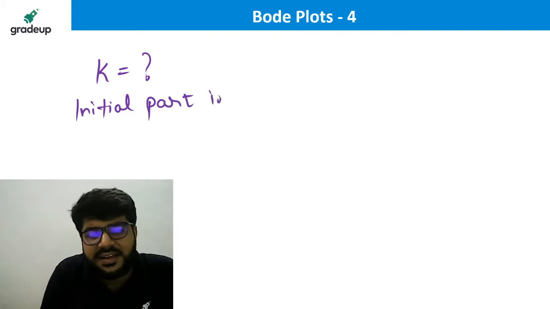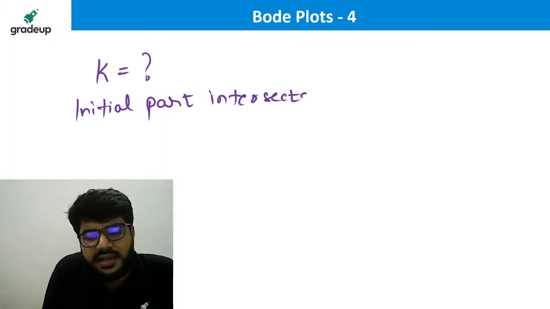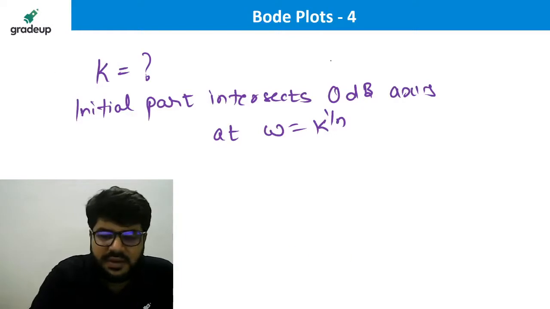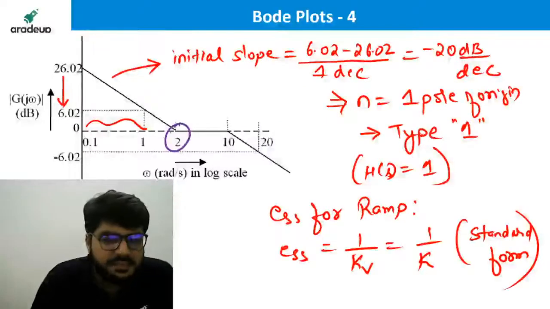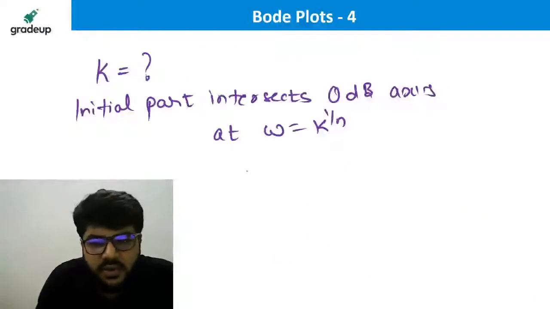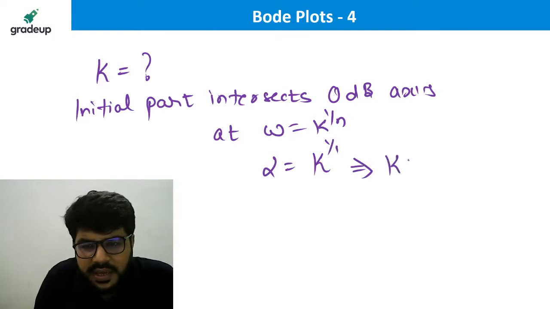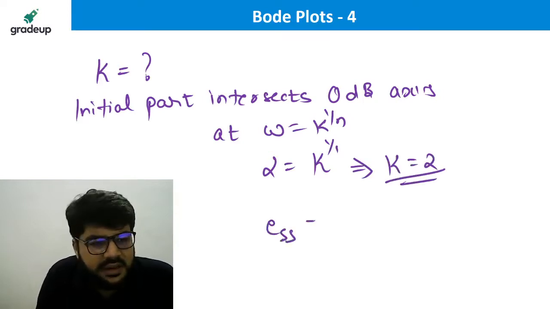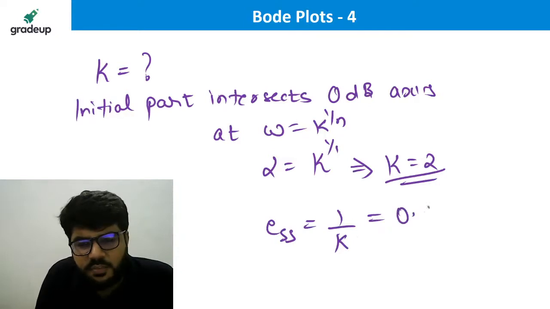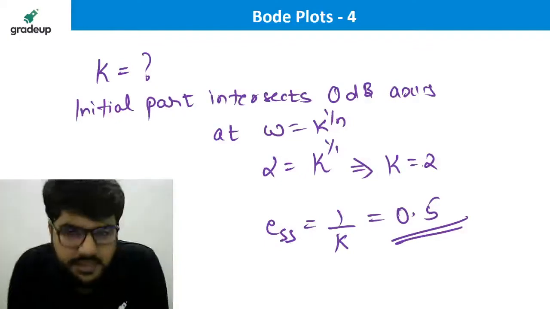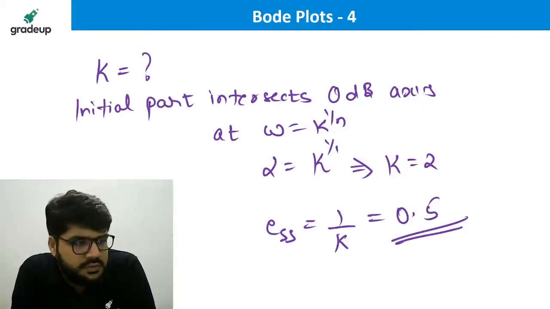and that too directly the intersection point. Initial part intersects the 0 dB axis at omega equal to K raised to the power 1 by n, and here it is seen that the initial part intersects the 0 dB axis at omega equal to 2. So 2 is equal to K raised to the power 1 by 1, n is equal to 1, so the value of K is 2. Steady state error is 1 upon K. Answer is 0.5, 1 by 2. That is the steady state error.